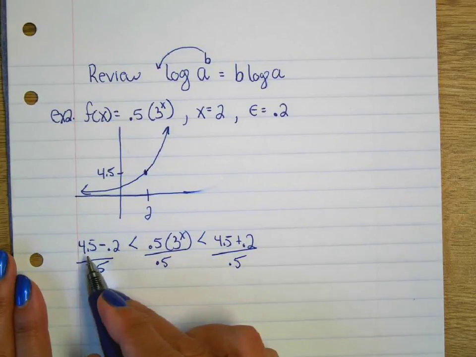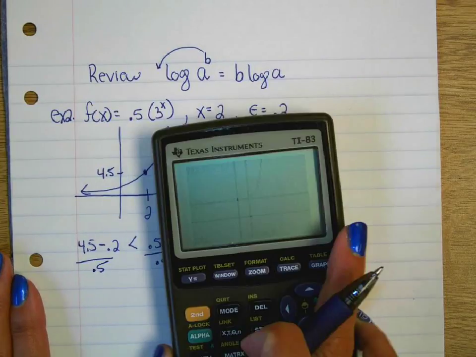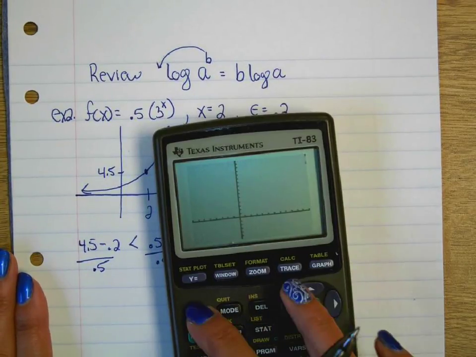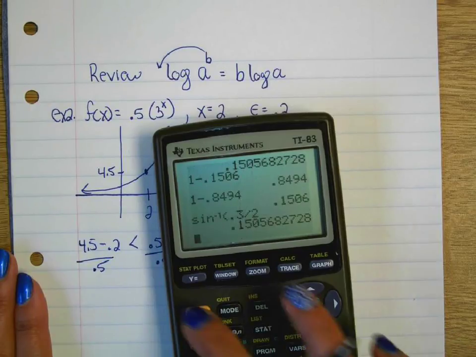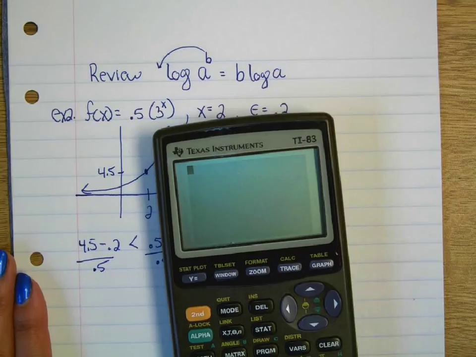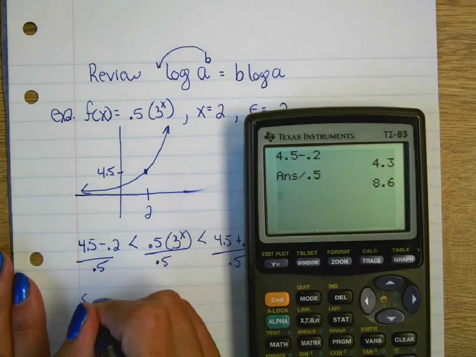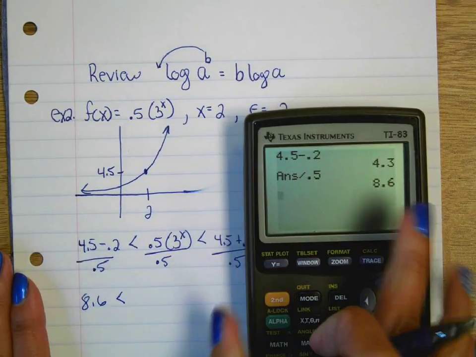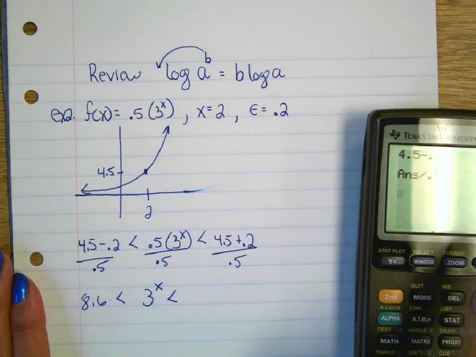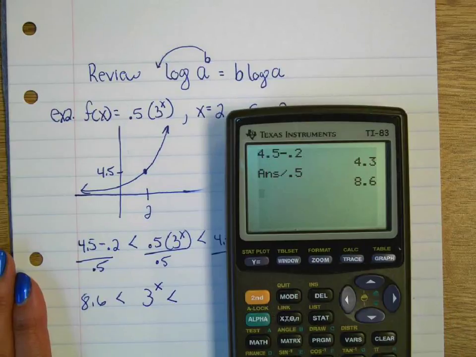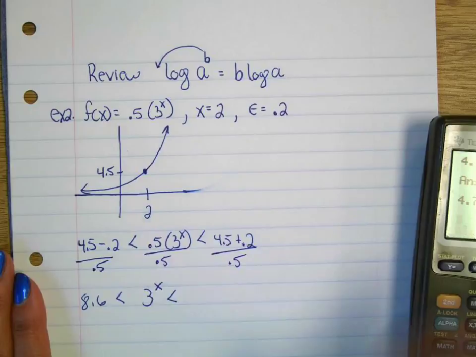So you obviously have to do your subtracting first and then divide. Okay, 4.5 minus the 0.2. Divide by 0.5, 8.6. We have 3 to the x. And then here that's going to be 4.7 divided by 0.5, 9.4.